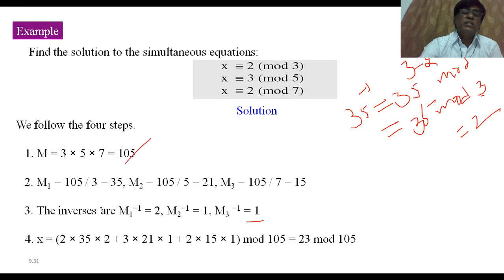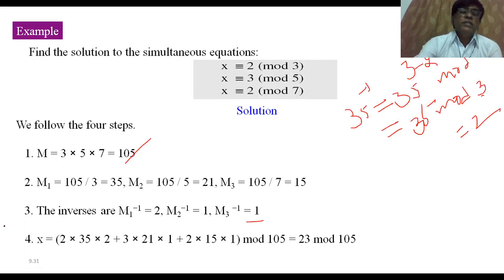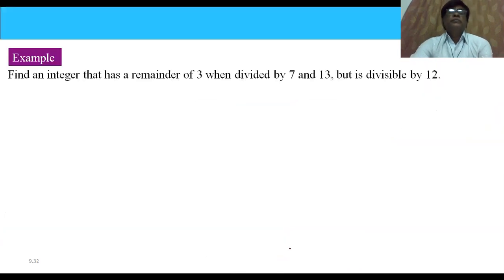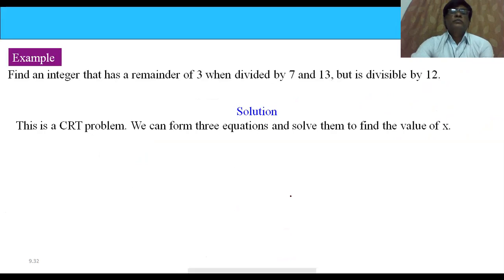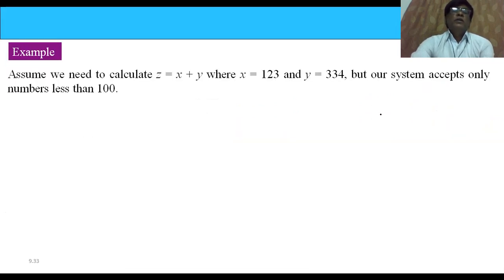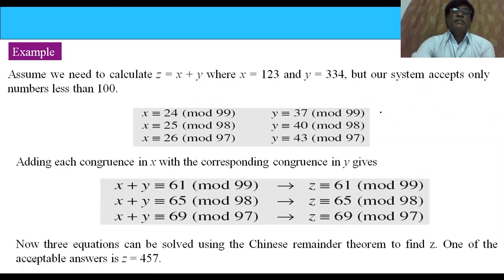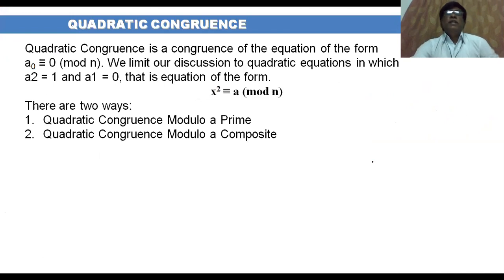By using all these values, I would substitute them in this formula, and then we will get the x value. X is equal to 23. Like this, we will calculate the x value. These are different formats. And finally, we have the quadratic congruence.